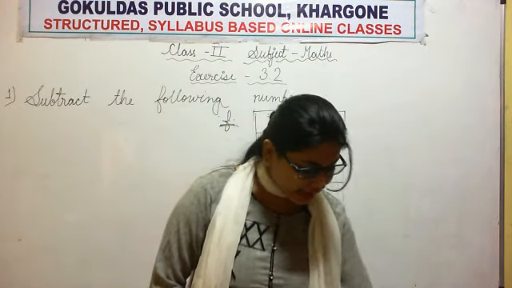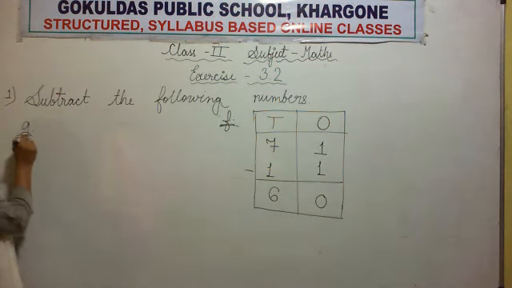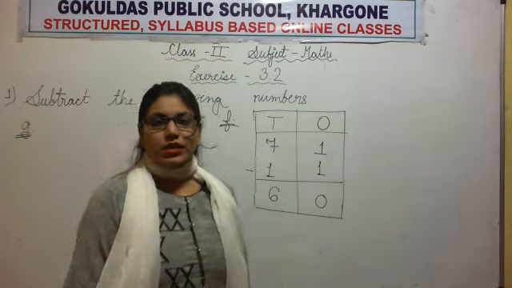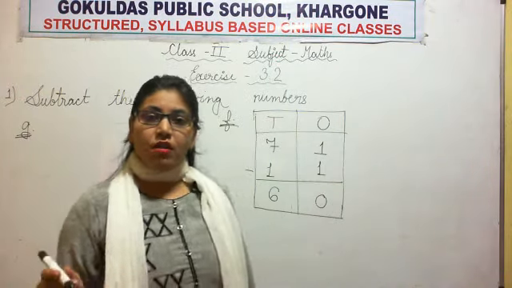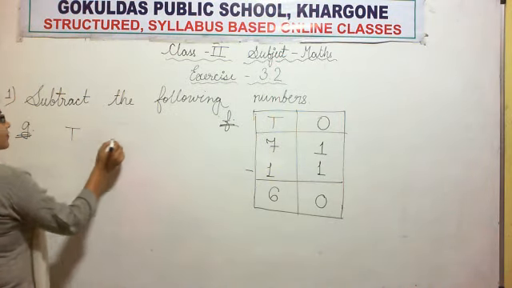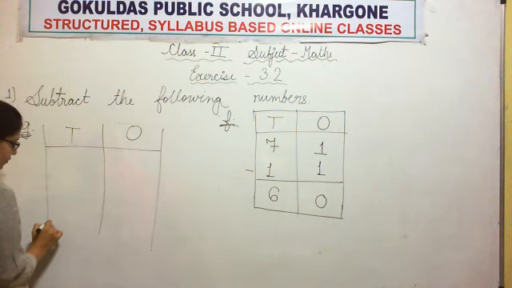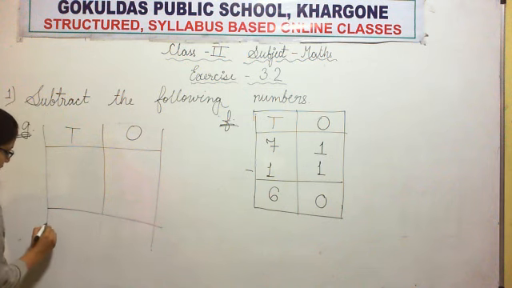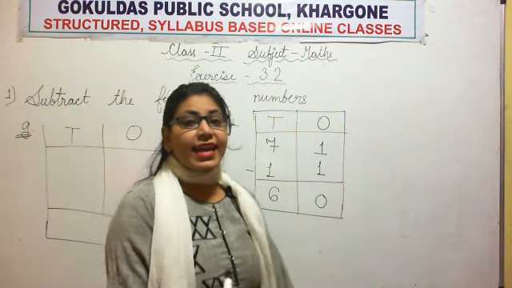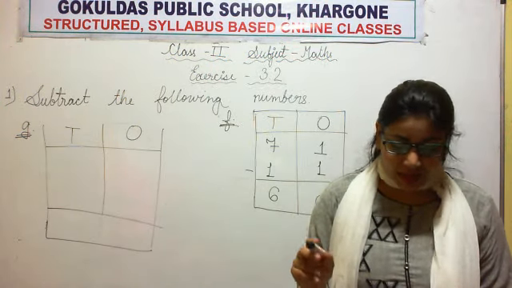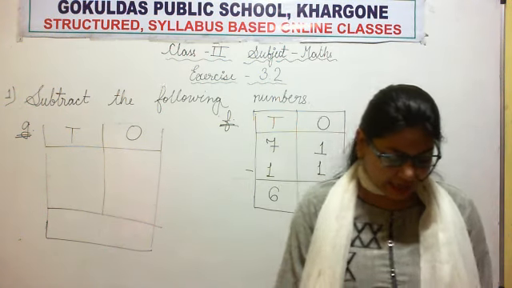Now moving towards the next part, that is part G. Again the very first step is writing places, that is tens and ones. So first of all we will write tens and ones. And all of you make the table by running hand. Do not make it by the use of a scale. Okay, as I am making now.